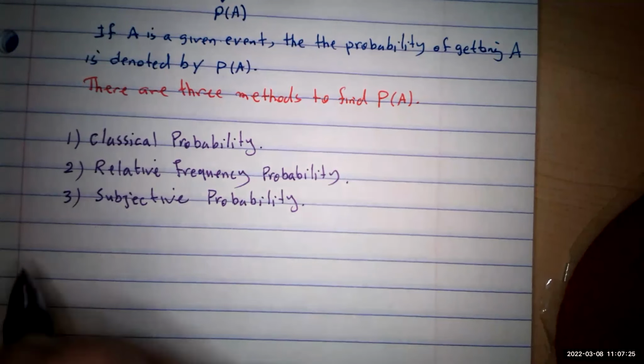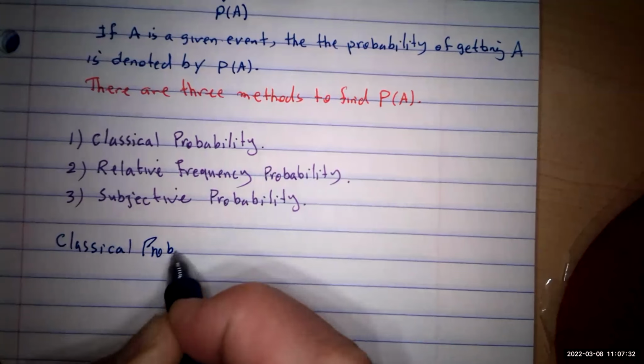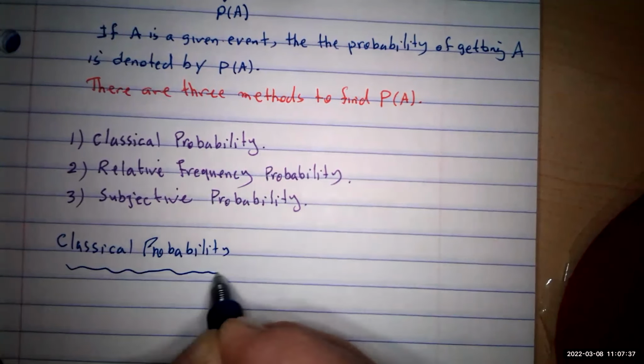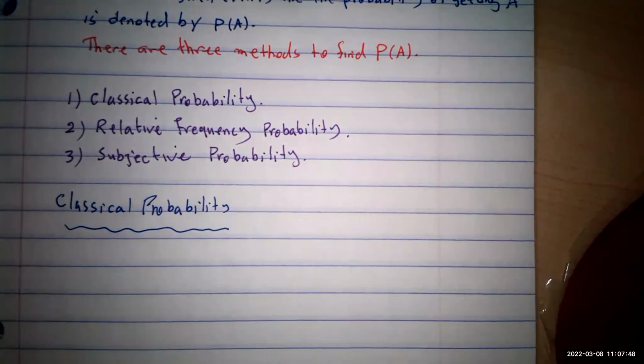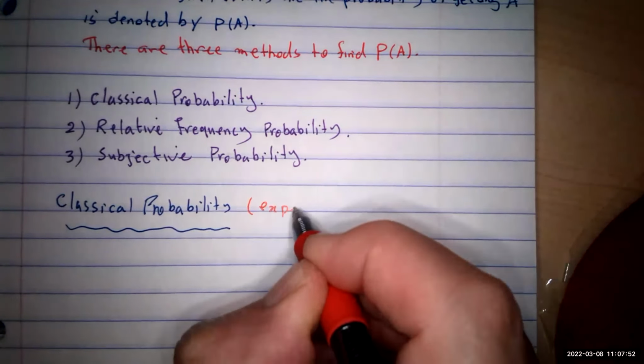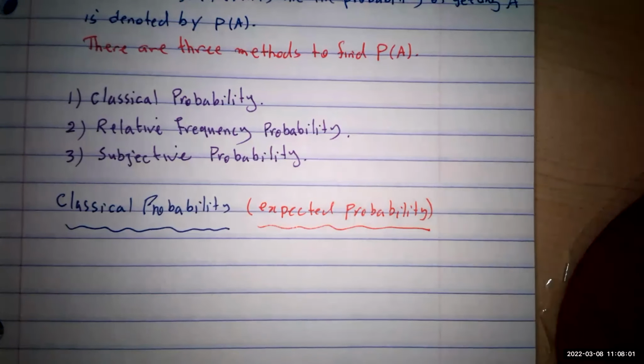I'm going to give you something related to each one of them. Classical probability: you are not going to question the action in this case. You just accept it. We call it classical probability. In some books, they call it expected probability, as you know it in advance, you expect this one.